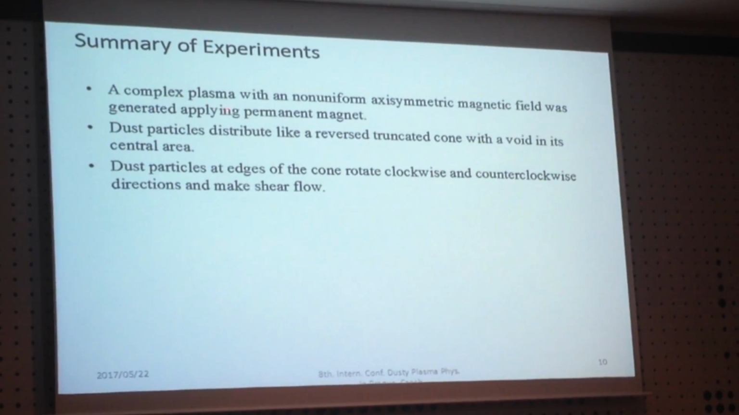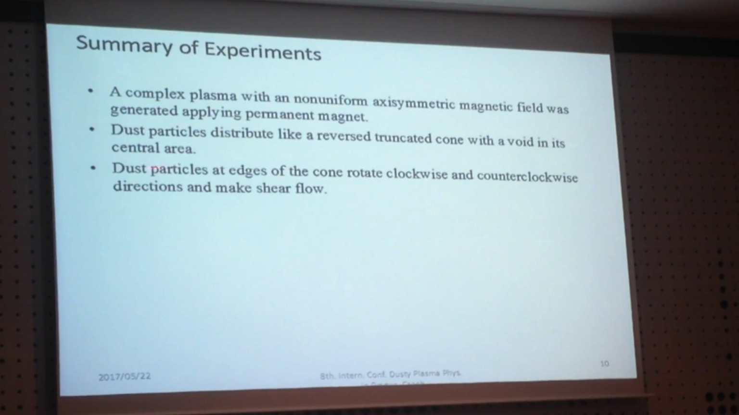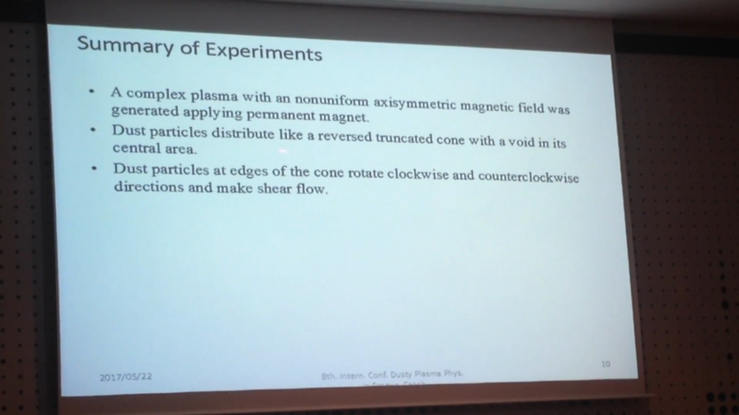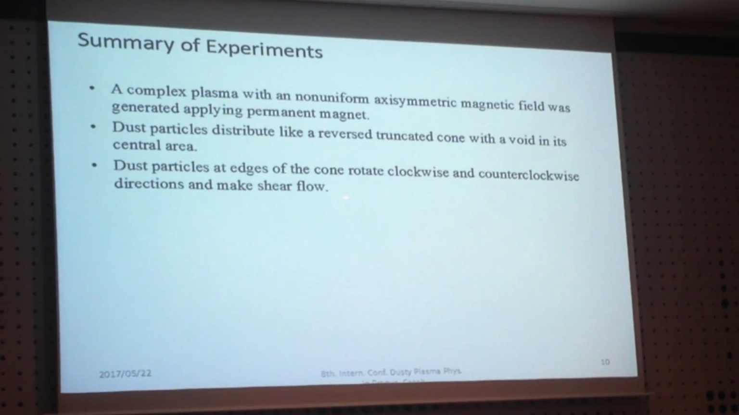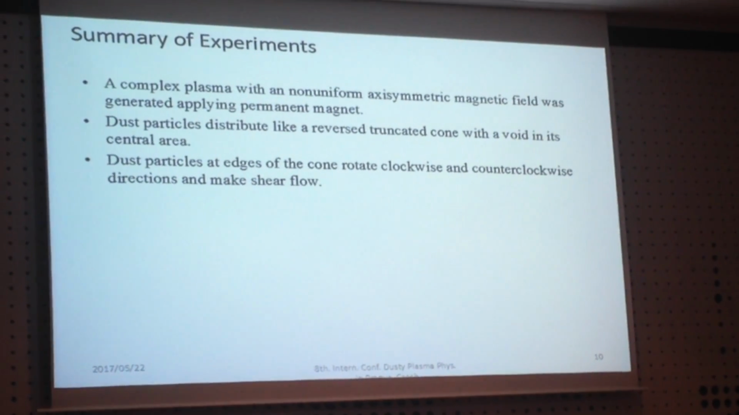A complex plasma with non-uniform asymmetric fields was generated by a permanent magnet, and dust particles distributed like a reverse truncated cone with a void in its central area. Dust particles at the edge of the cone rotate clockwise and counterclockwise and make a shear flow.